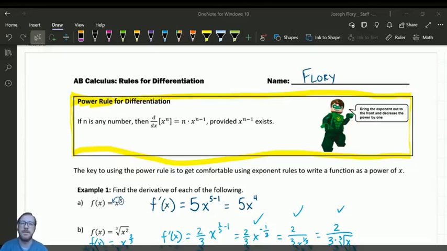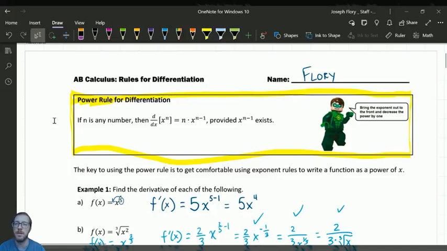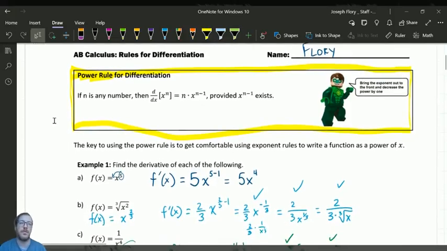All right, in this video, we will be going over our shortcut rules for differentiation. All right, so we're going to start with our first rule that we'll probably use the most, called the power rule. It says if n is any number, then d/dx of x to the n equals n times x to the n minus 1, provided x to the n minus 1 exists.